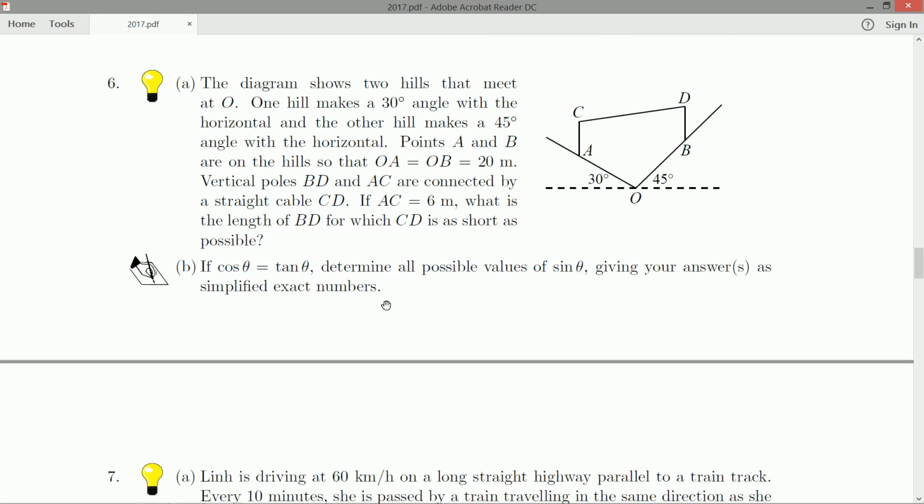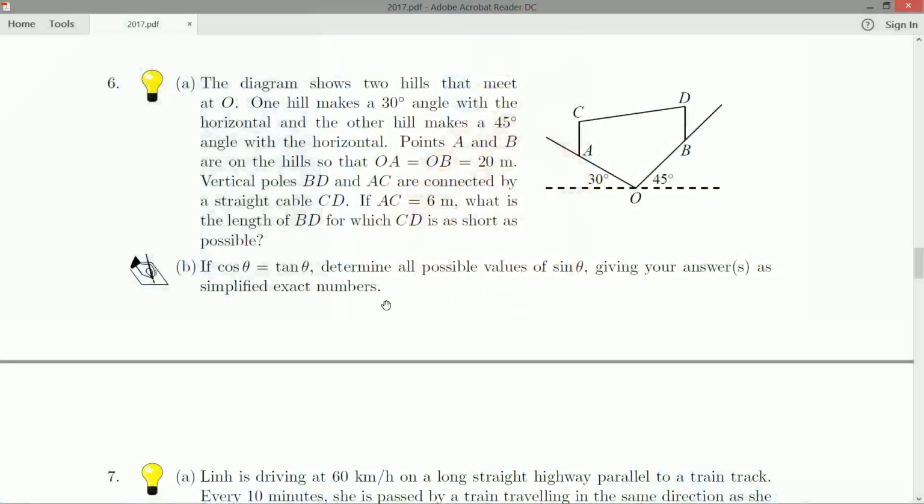Okay. So I look at this equation, and I say, there's no sine theta in there. How am I supposed to even start talking about sine theta? Do I need to solve for all possible values of theta and start plugging them into sine? Not at all. Remember the definition of tangent: it's sine over cos.